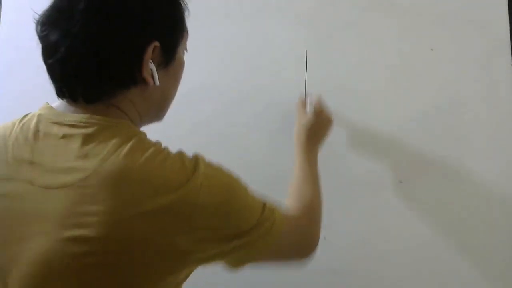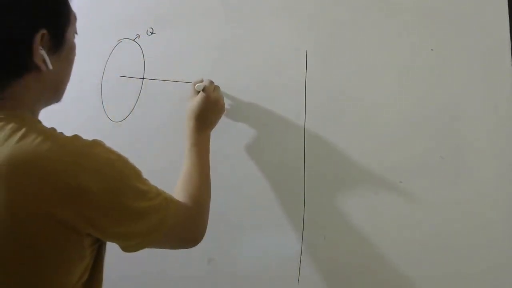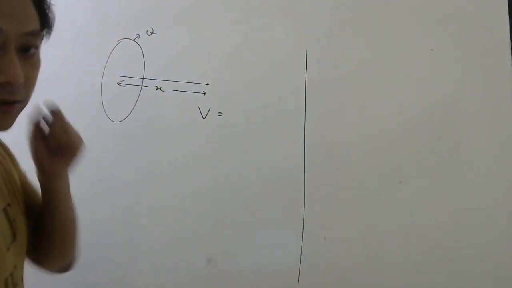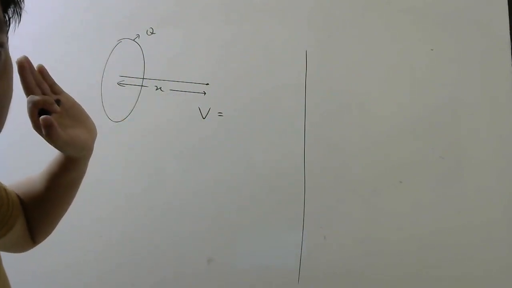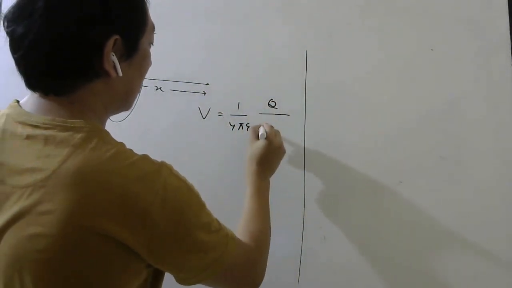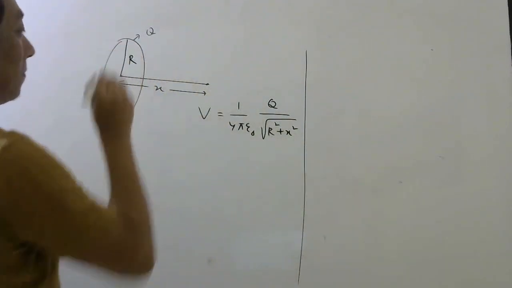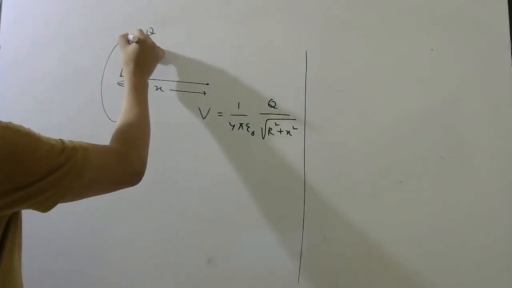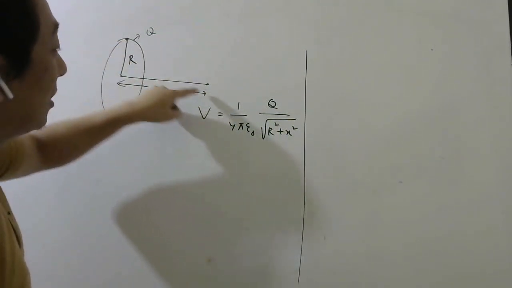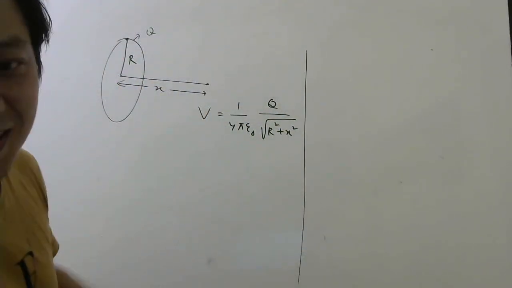Then let us also see for ring. So if I give you a ring of some charge q, then at a distance x, if I want potential, not electric field, which we also did today, then the formula is 1 by 4 pi epsilon naught q by root over r square plus x square. R is this. This formula you can easily derive by dividing the ring into small point charges dq, finding potential due to one dq, and then integrating. Here no need to take components because potential is a scalar quantity.